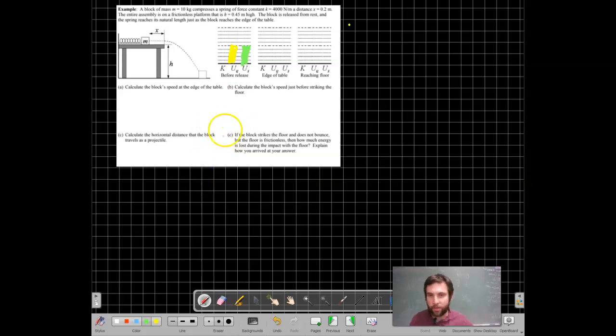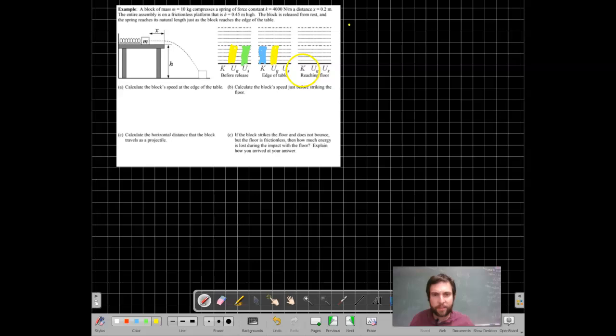And then we can watch how the energy transforms through these bar charts. At the edge of the table, do we have spring potential energy? Nope. That spring potential energy is gone and is now in the block. All of that spring potential energy has been transferred to the block as kinetic energy. What about gravitational potential energy? Do we have any? Yes, we have not changed heights, so we have not changed gravitational potential energy.